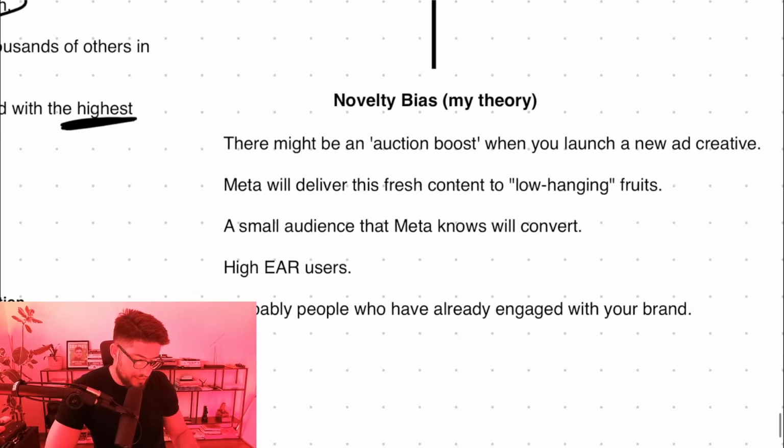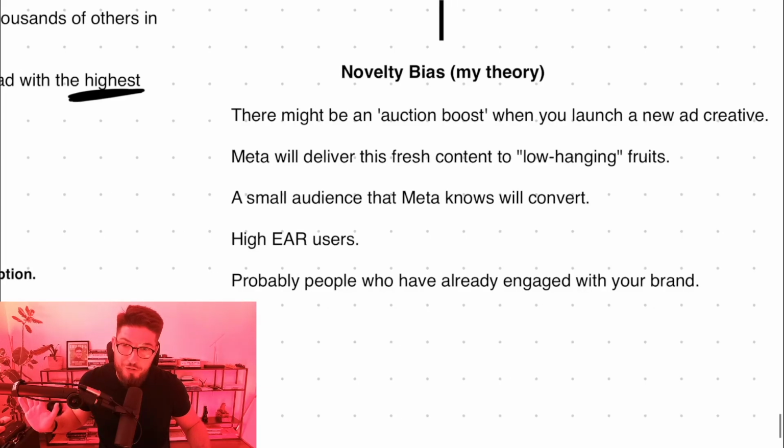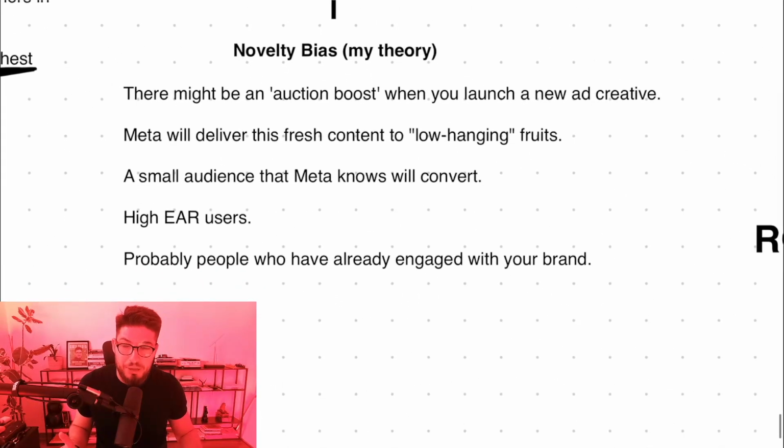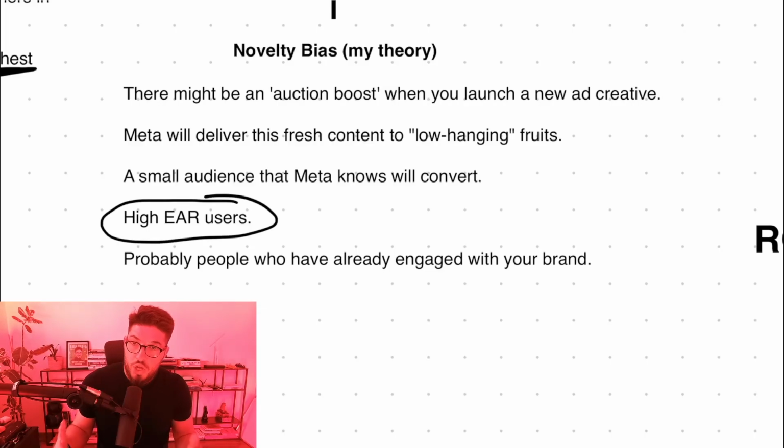Now, novelty bias. This is just my theory. This is my opinion. So no facts, and Meta will never disclose this, but there might be an auction boost when you launch a new ad creative. You've probably seen it yourself. Meta will deliver this fresh content to the low-hanging fruits. That's going to be a small audience that Meta knows will convert. So high estimated action rate users. Because the content is new, it's being delivered to these high estimated action rate users. That's probably people who already engage with your brand and they have a high probability of converting.